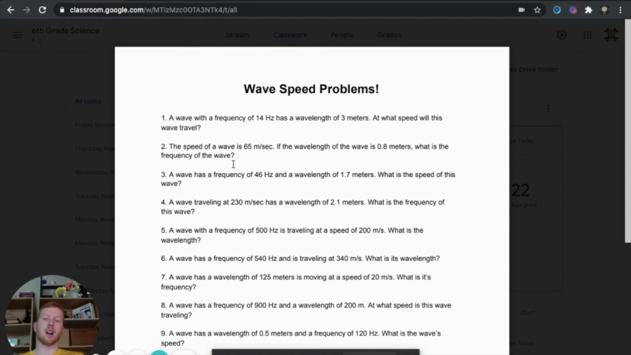Now, just like our previous problems on number 2, you can see that it is giving you the wave speed. So you would plug that in at the beginning of the formula. So the second formula would be 65 equals f times 0.8. So really your formula for number 2 is you're going to be doing 65 divided by 0.8 to solve for frequency, and your label would be capital H, lowercase z, which is the label for hertz.